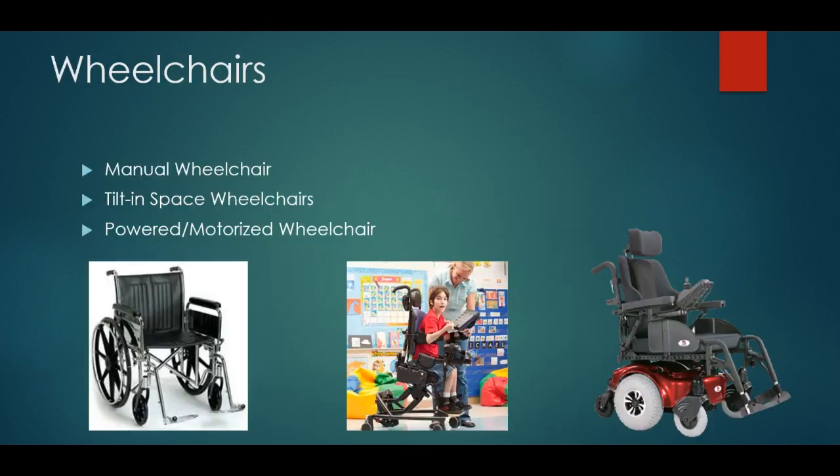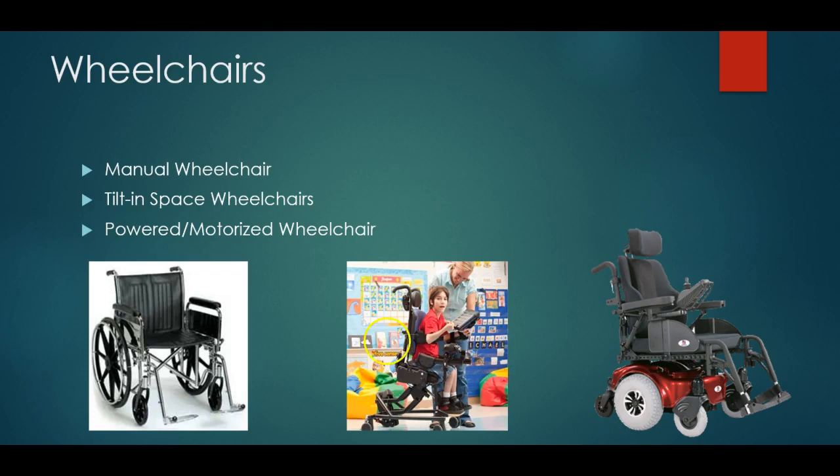Now, let's talk about wheelchairs. If you have a student in a wheelchair, there's a bunch of different wheelchairs out there. A student may be in a temporary wheelchair, which would be something like this, a manual wheelchair that we're all pretty familiar with. But if you have a student who is using a wheelchair for mobility and support, you might have one that's called a tilt in space wheelchair.